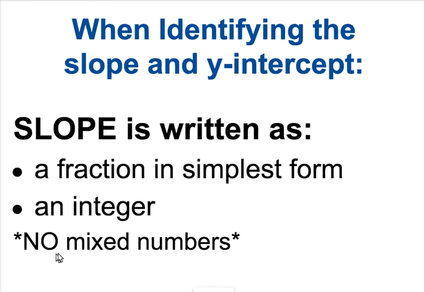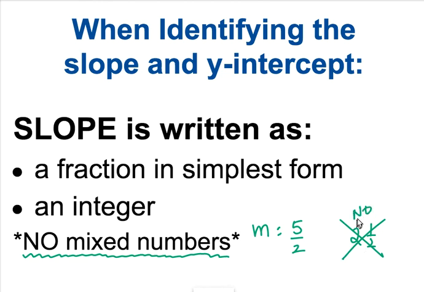The last thing to remember, no mixed numbers. Okay, if your slope is 5/2, you leave it 5/2. You would not make it 2 1/2. Because remember, our slope is a rise over run. So if I have 2 1/2, how does that whole number 2 come into play? It doesn't work. We leave it improper. The only time you don't leave the fraction improper is if you see something like this. You write it as a 3. Okay, we don't leave a 1 in the denominator.